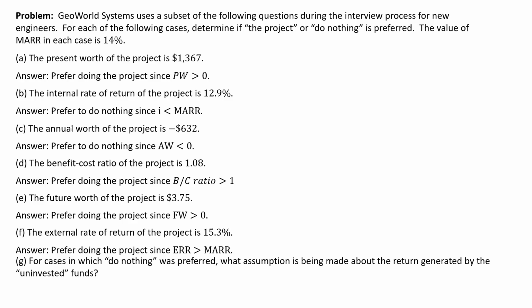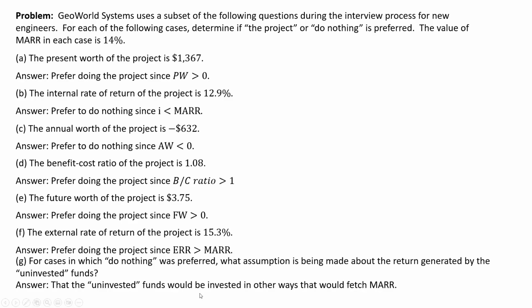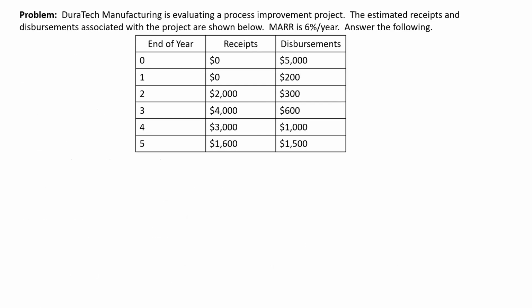Finally, for cases in which do nothing was preferred, what assumption is being made about the return generated by the uninvested funds? The assumption is that the uninvested funds would be invested in other ways that would fetch the minimum attractive rate of return. I say bank, but it could be anything. You may have a sure shot way of getting the minimum attractive rate of return, so you would prefer to do that, which is the do nothing operation. Okay, now let's look at this problem.